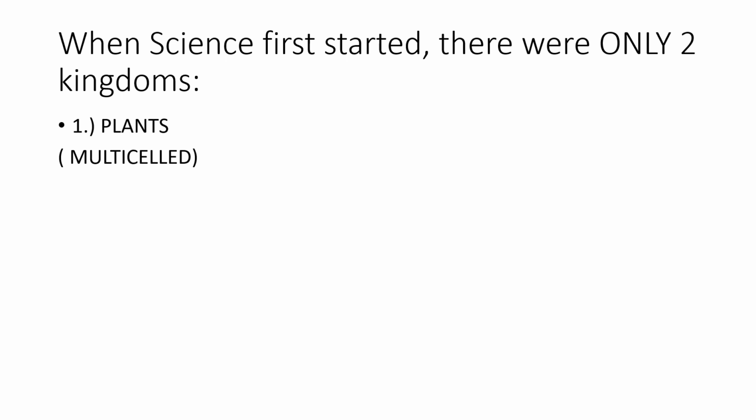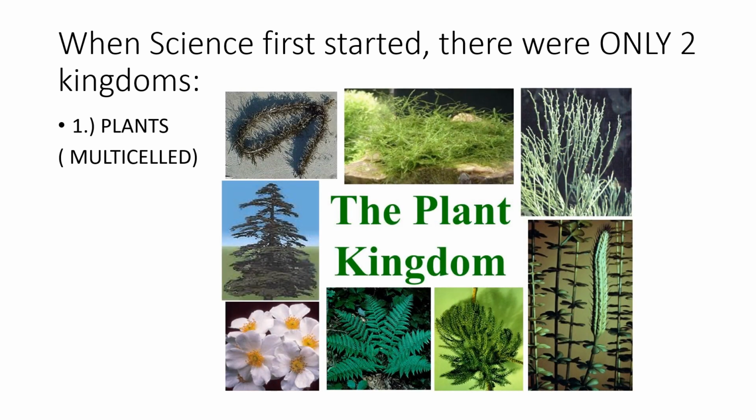Okay, so when science first started, there were only 2 kingdoms. There were only the plant kingdom and, of course, the animal kingdom. As you know, plants are multicelled. It means they're made up of millions and millions of cells, and we can see plants with our eyes. We don't need a microscope. There's about 390,000 different types of plants that exist on planet Earth. And we already studied lots of things about plants since grade 1.